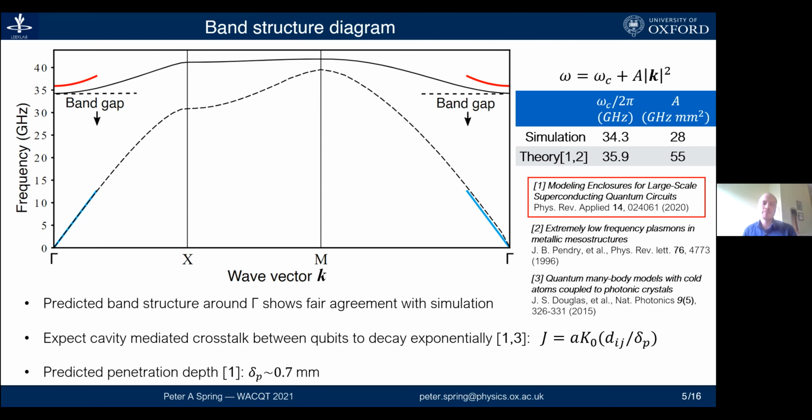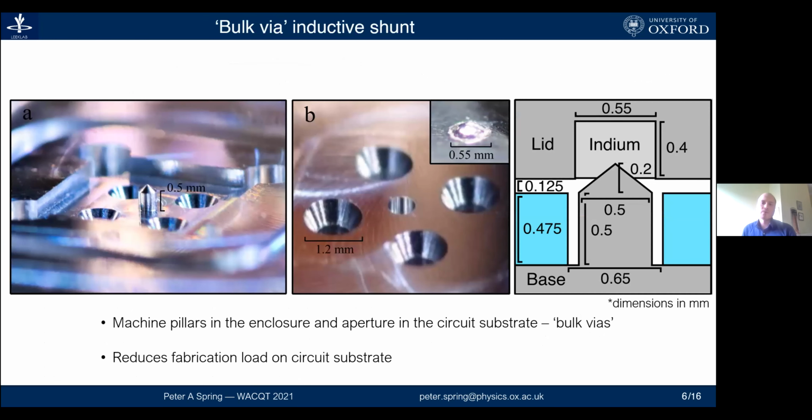And there are some important consequences for this new band structure. So if your qubits are within this band, you now expect that cavity-mediated crosstalk between qubits will decay exponentially with spatial separation. And you can predict the decay rate from the shape of this band. And we find that to be about 0.7 millimeters for this design. So this requires us to inductively shunt the enclosure.